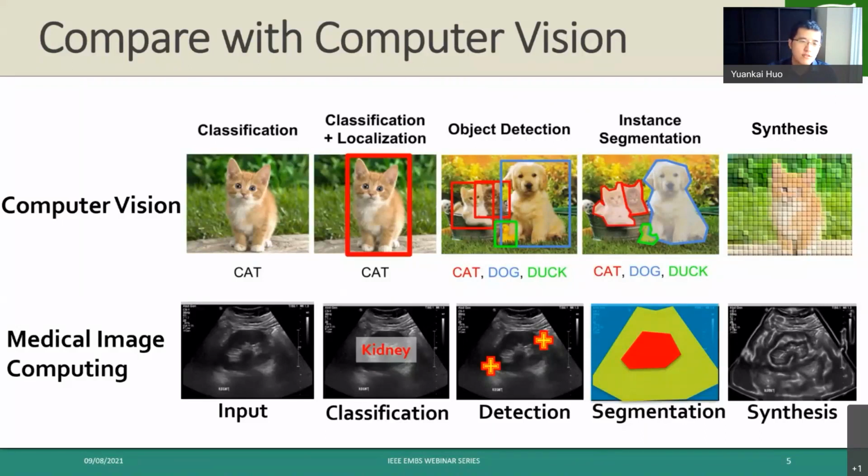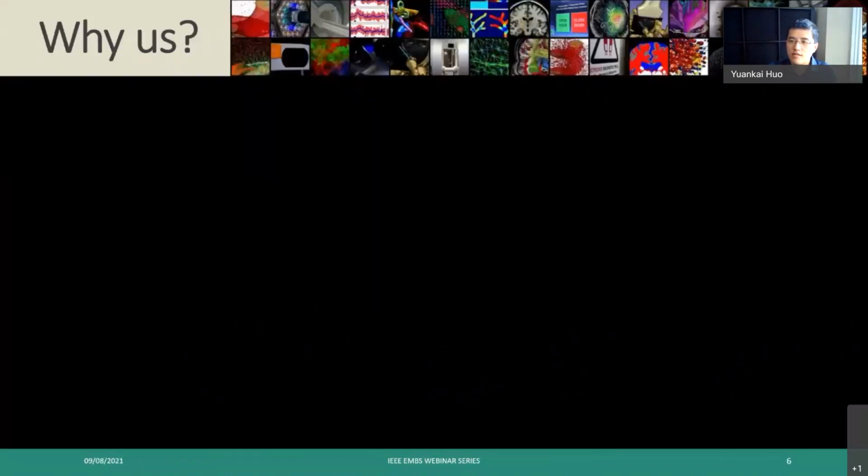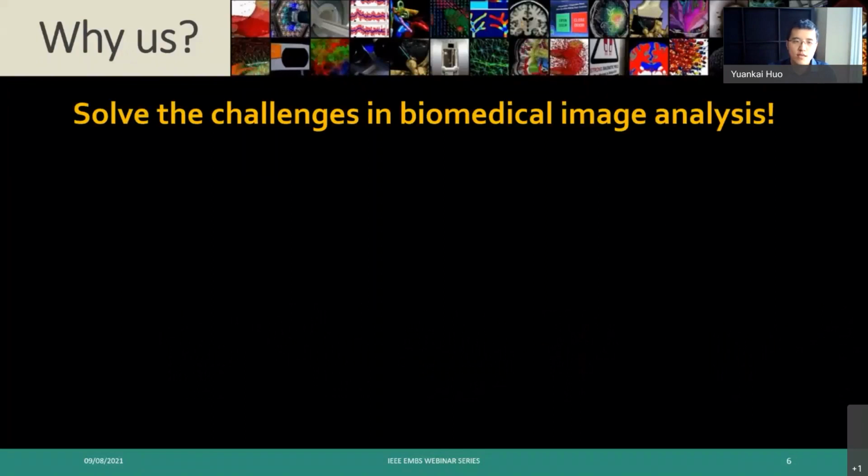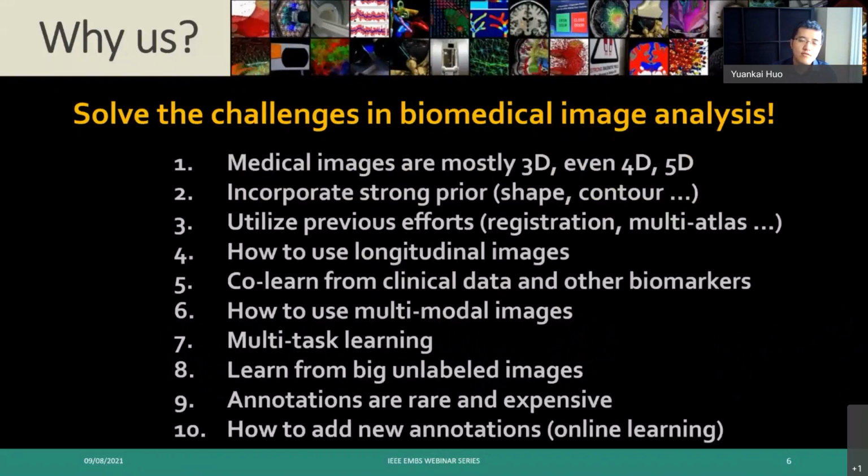So the next question is, why us? Why do we still need a medical imaging scientist to work on the problem rather than just let the computer vision scientists take over everything? Here are some key points that I summarize. We need to solve the unique challenges in biomedical image analysis. For example, we are dealing with high-dimensional data. We have strong priors. We have longitudinal images. We have multimodal data, etc.